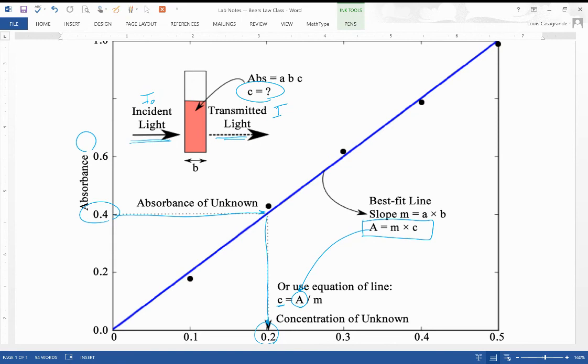If you have any questions, let me know. Otherwise, this is Beer's law, and I hope you enjoy the lab.